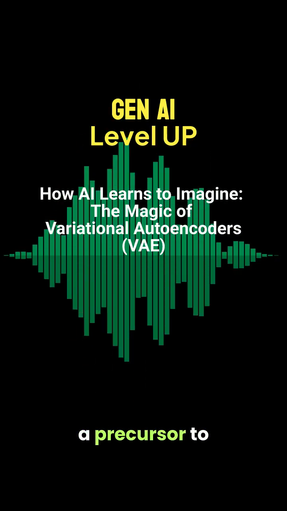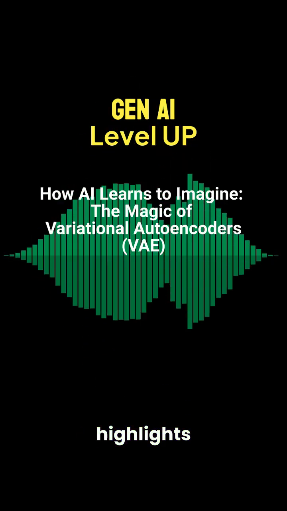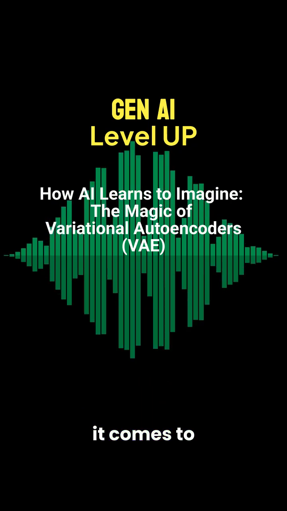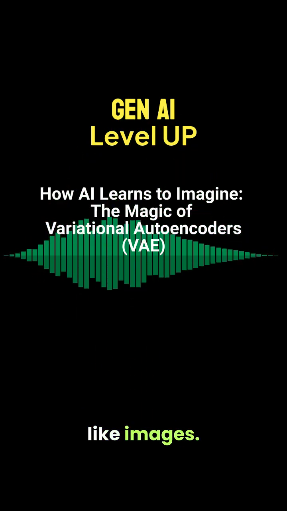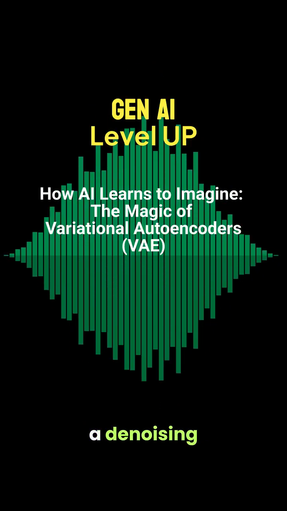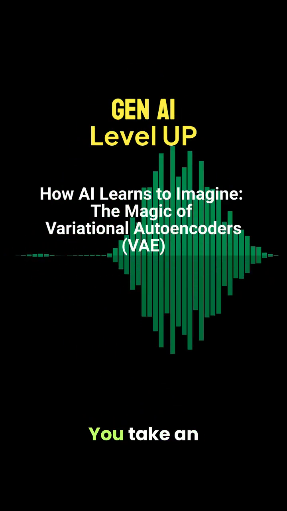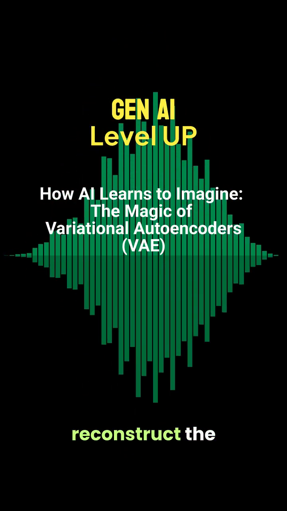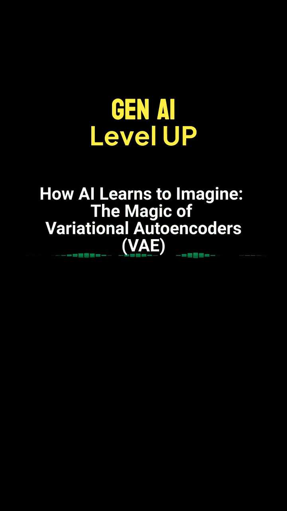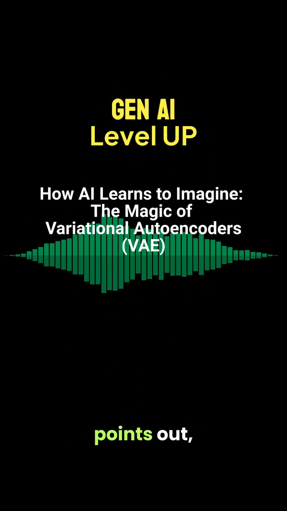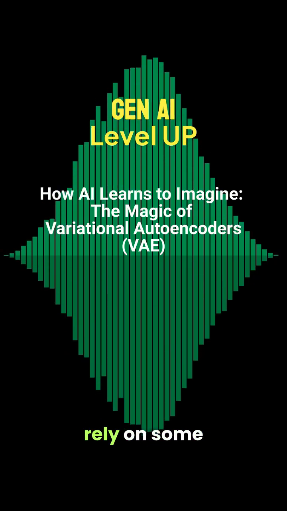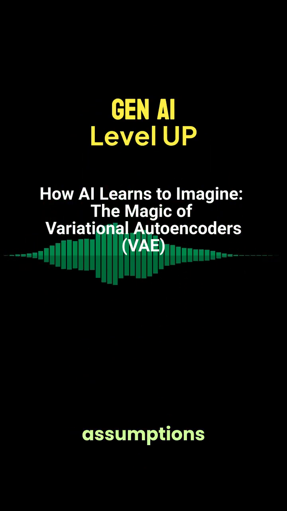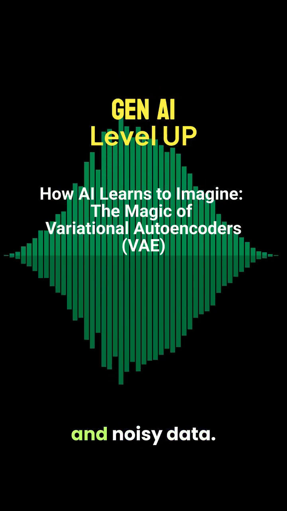Okay, so let's start with that research paper on denoising autoencoders. It focuses on a precursor to VAEs, and it highlights a pretty key challenge when it comes to modeling complex data like images. Right. The idea behind a denoising autoencoder is pretty clever. You take an image, add some noise to it, and then train the model to reconstruct the original clean image. The problem is, as the paper points out, these models tend to rely on some pretty simplified assumptions about the relationship between the original and noisy data.